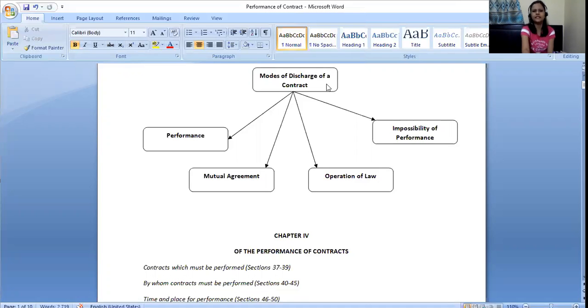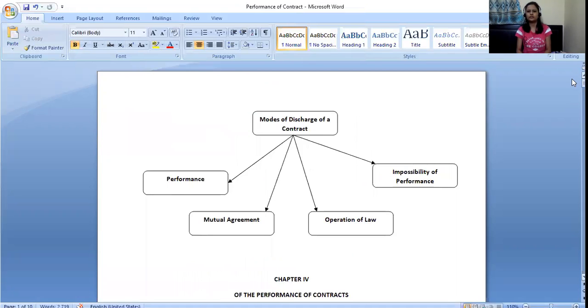Okay, so today we'll start with performance of contract. But before that, what happens is that when a contract is formed, we are under some kind of obligation. Both the parties are under an obligation and they should perform their contractual obligations. Once it is performed, then we can say that this contract has been discharged, both the parties have performed. Now it's done and everything is settled between the parties.